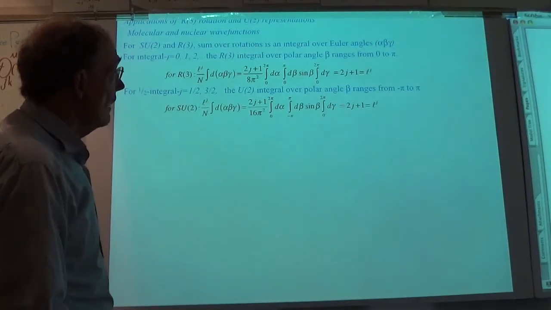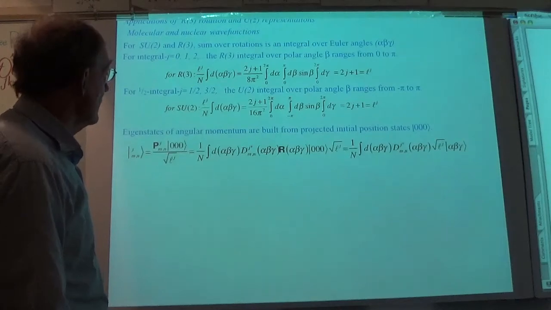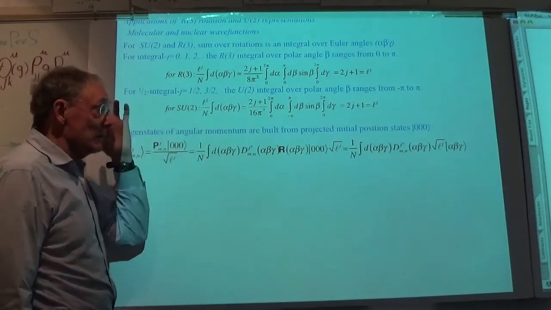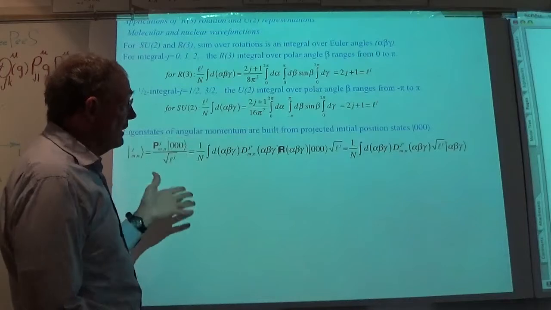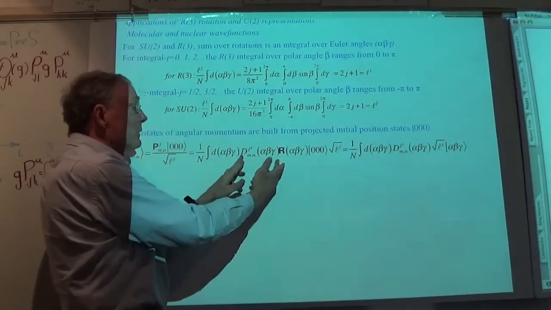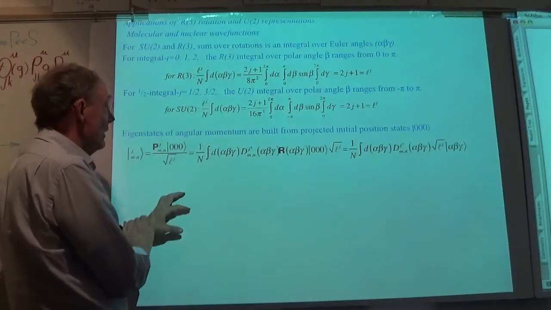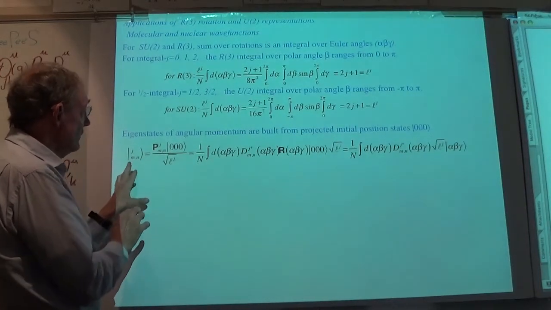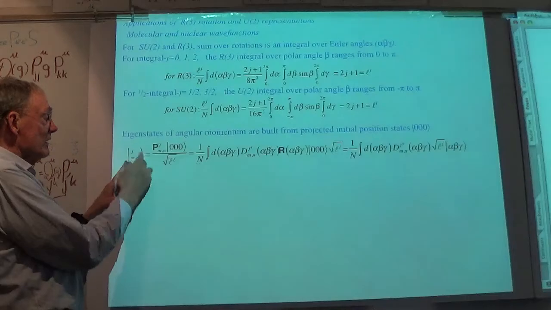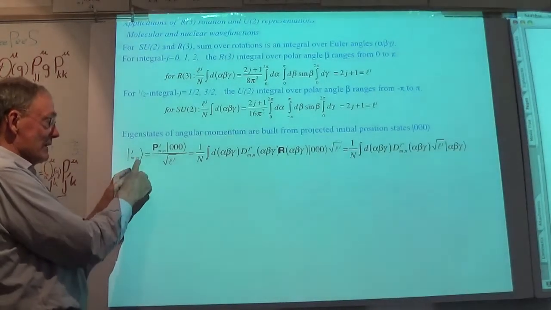Other than that, the formulas are very simple. So the eigenstates of angular momentum are built from projection operators just the way we did. It's just we have to be careful about our sum. Our sum is an integral now. So here is the group projected state Jmn.